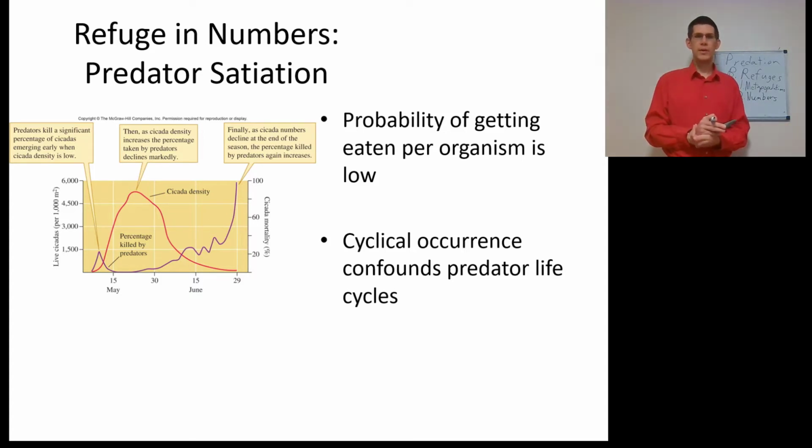So a predator in 2-year life cycles is not going to encounter regularly the prey. A predator with a 17-year life cycle, okay, that doesn't really happen. If it did, they'd be very specific only to that cicada, of course. So this cyclical occurrence and the probability of getting eaten being low due to predator satiation, those are both ways of refuge in numbers. Another form of refuge in numbers is clustered or clumped dispersions.